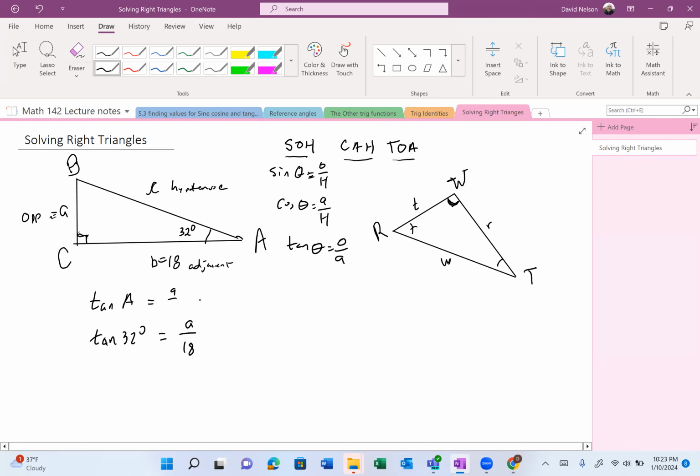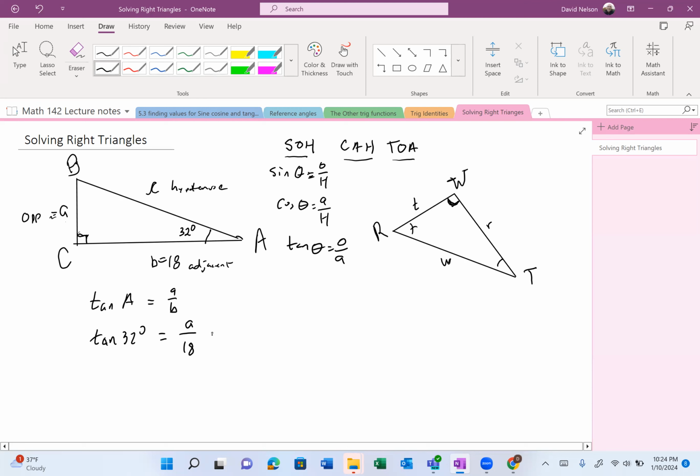A divided by B gives us the tangent, the opposite for angle A. The opposite side is A, the adjacent side is B. Not the hypotenuse, though. The hypotenuse is also sort of adjacent to A, but it's the hypotenuse. It's not the adjacent side. But that gives us an equation that I can solve for A.